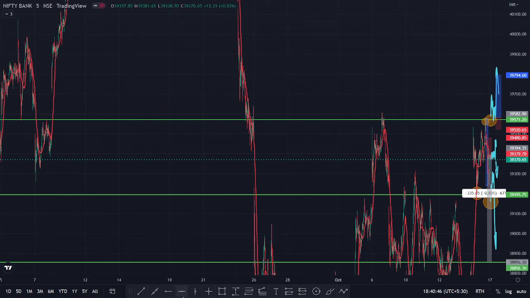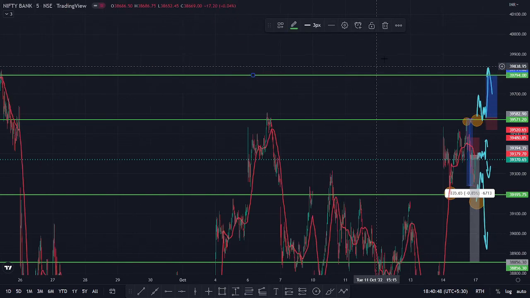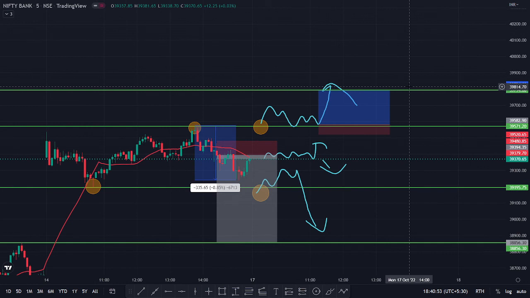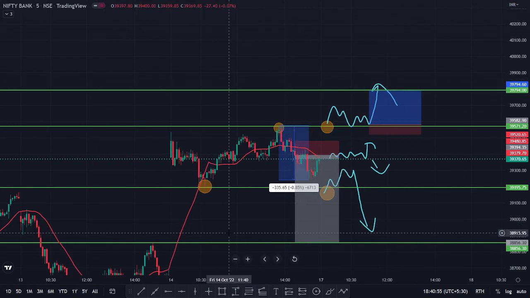Because here you have a resistance zone, right? You have this resistance zone right here. Now these are all what can be happening on Bank Nifty on the charts. So I've showed you guys my analysis.